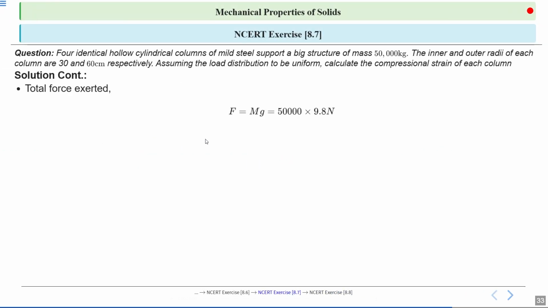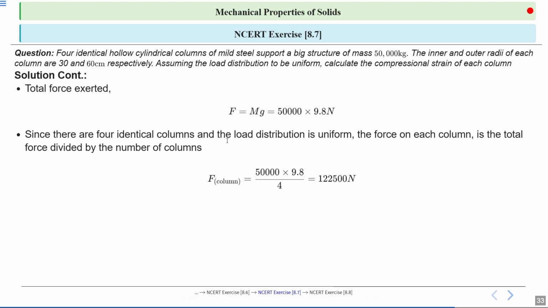Total exerted force F equal to mg. So just put the values, 50,000 into 9.8. Now since the load is distributed evenly across 4 columns, we divide the total force by 4 to find the force on each column. So force on each column is equal to 50,000 into 9.8 divided by 4, which is equal to 122,500 Newton. So we know Young's modulus is stress upon strain.